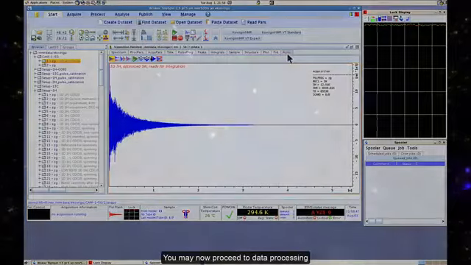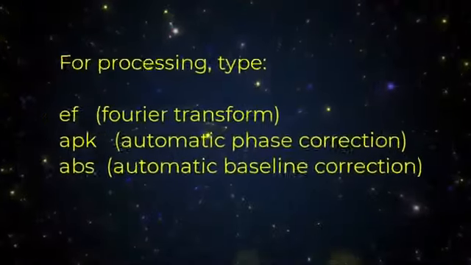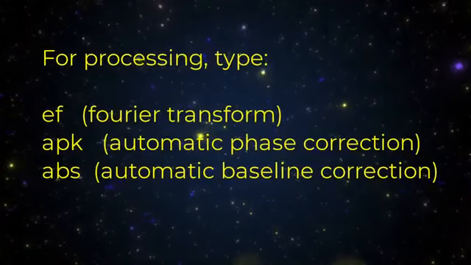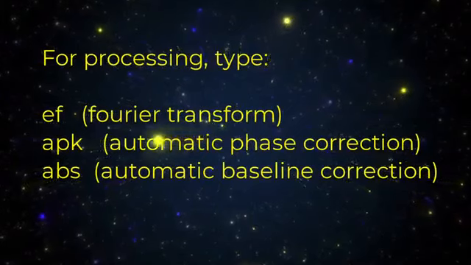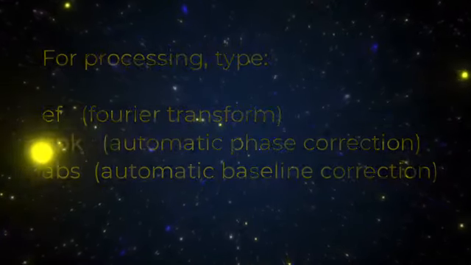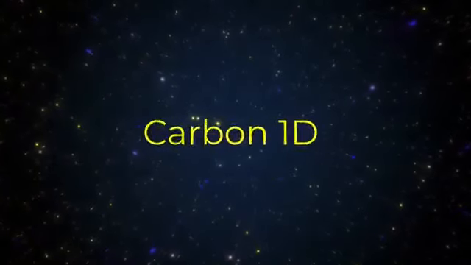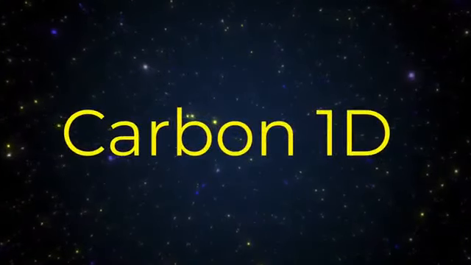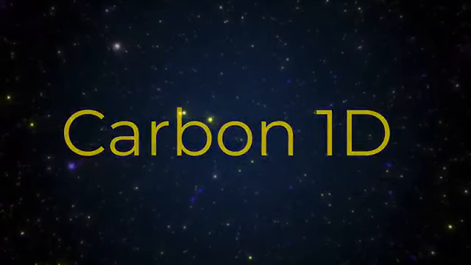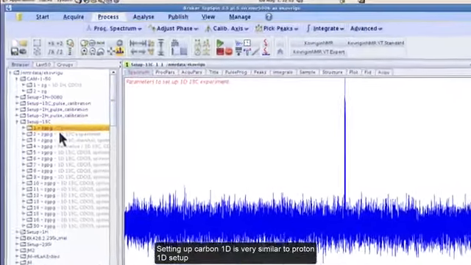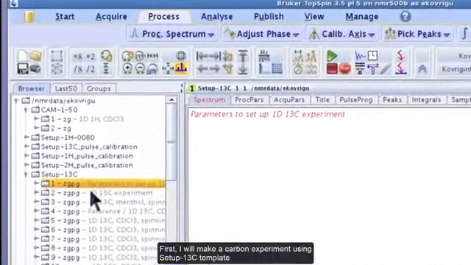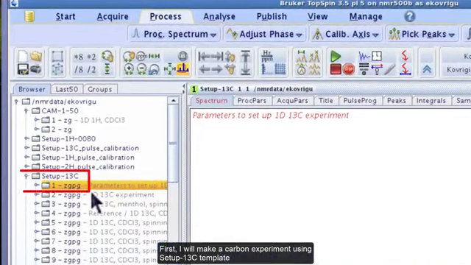BBFO, broadband fluorine observe: a versatile probe where one channel is optimized for 1H, high sensitivity, and the other is a broadband channel that can be tuned across a wide range of nuclei, including 19F, 31P, 13C, 15N, and many others. Ideal for multinuclear research.